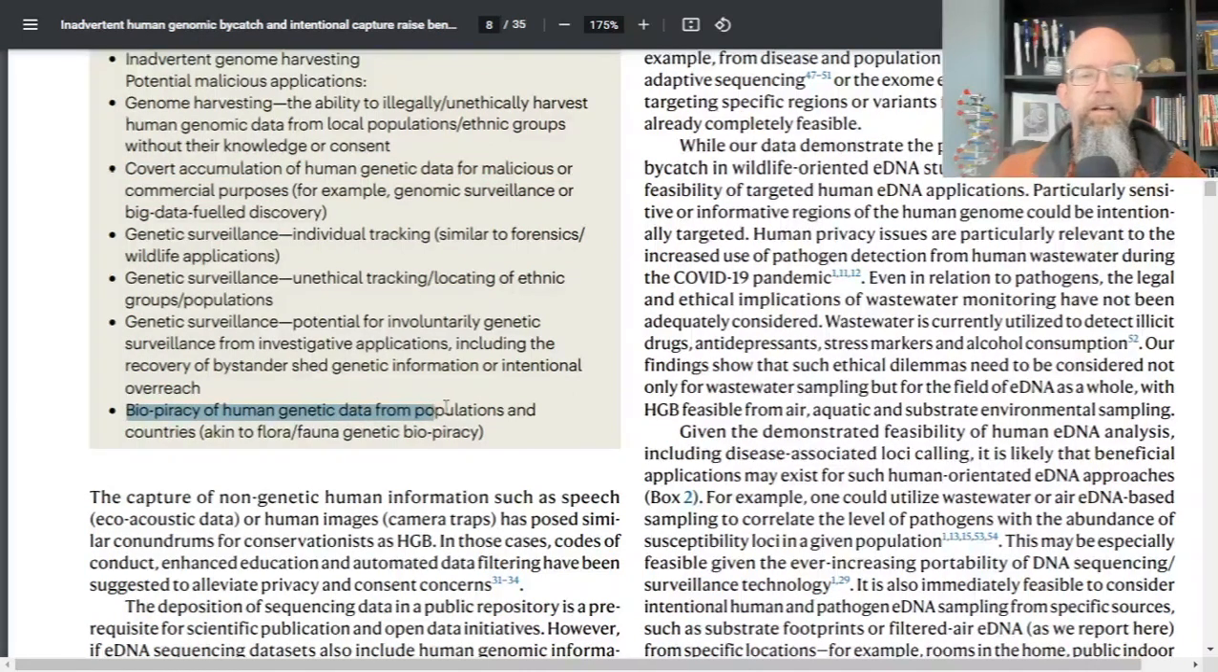Biopiracy of human genetic data from populations and countries, right? Do I want to know whether a particular politician has been in a particular place? Do I want to know what their genome sequence is? I mean, all that's already been possible because anything you touch, you're leaving your DNA on. Especially, that's not really environmental DNA. It kind of is because you're leaving it in the environment. But if you're targeting a particular person, you say, I know they just drank out of that cup, then you're trying to get their sequence and know about it.